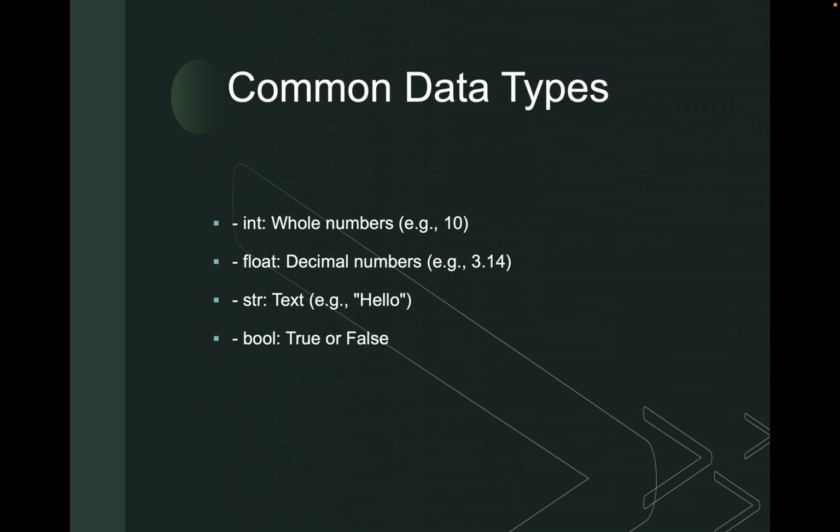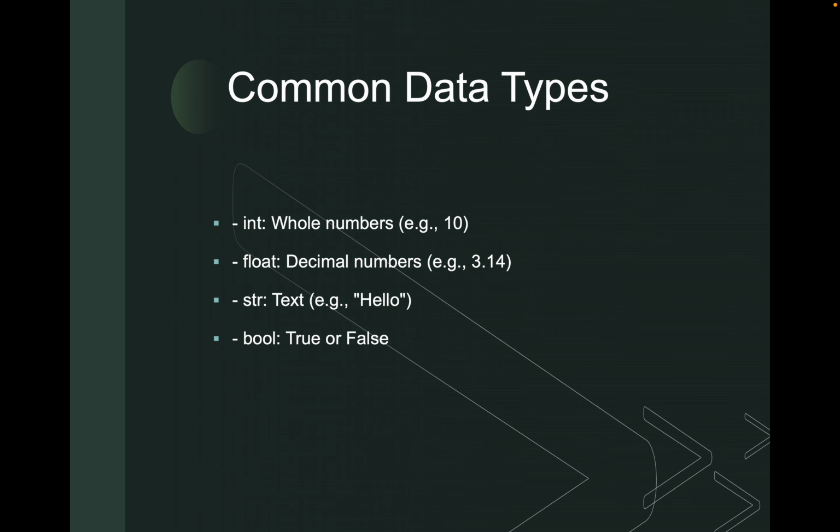So, common data types. I hope you are familiar with the data types we commonly have, but if not, here they are on the screen. We have int, which is whole numbers, like 10. We have float, decimal numbers, like 3.14 or 2.2. And we have string, which is text, where you put something in double or single quotes, like hello or name. And we have another data type called boolean, which is true or false. There are only two values in a boolean, true or false.